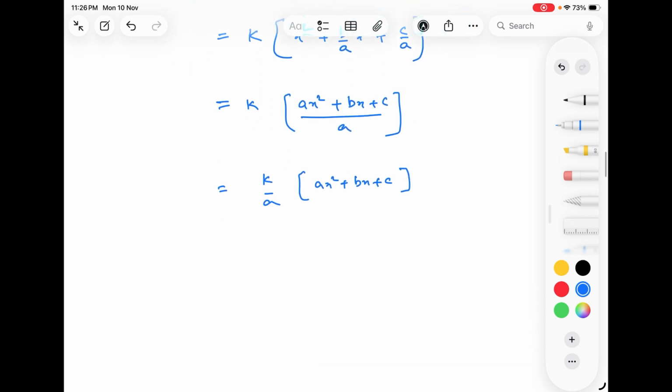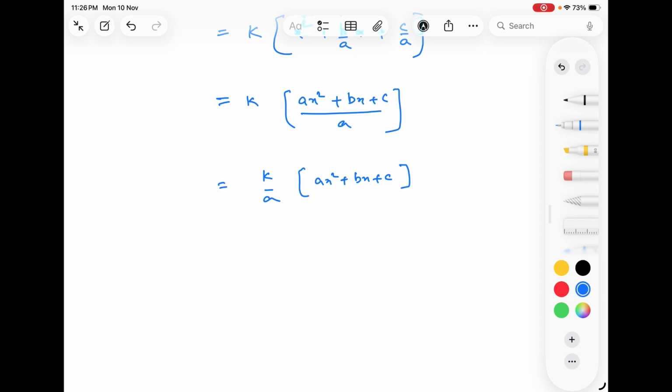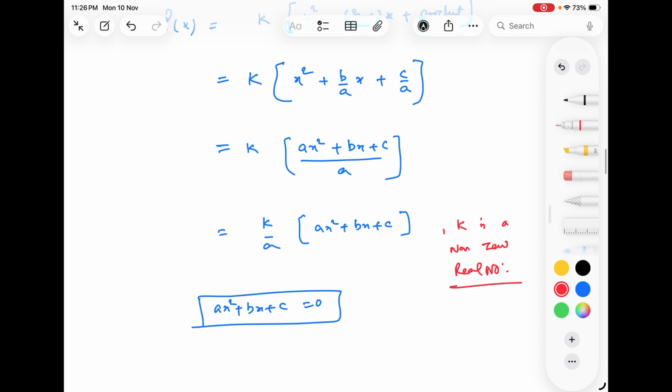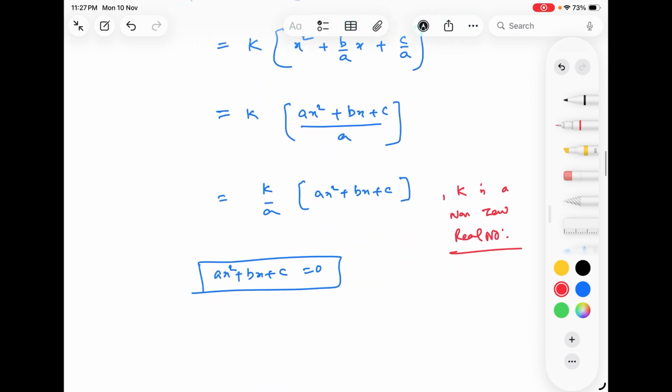If we need to find the equation, what do we do? We just simply put this equal to 0 and we get ax square plus bx plus c equal to 0. And what is k in this case? K is a positive or non-zero real number, because if it becomes 0, then the whole polynomial becomes 0, right? So this is how we find the sum and product of the roots, and if roots are given, we can find the quadratic equation or the quadratic polynomial.